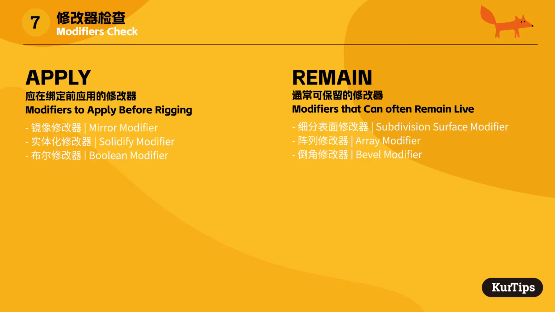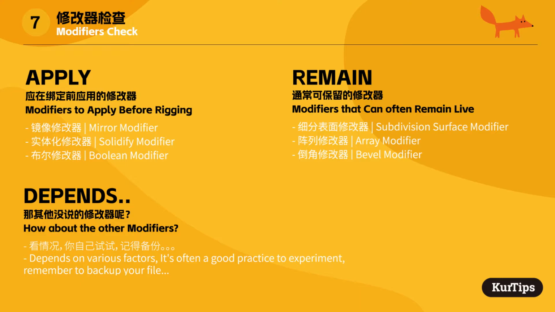So how about the other modifiers? Should I apply them or keep them? Actually, it depends, but it's good practice to experiment. You know, the modifier is non-destructive modeling, and it will save a lot of computer resources if you are doing a complex project. It's worth keeping the modifier and double checking if it will affect your movement after rigging.